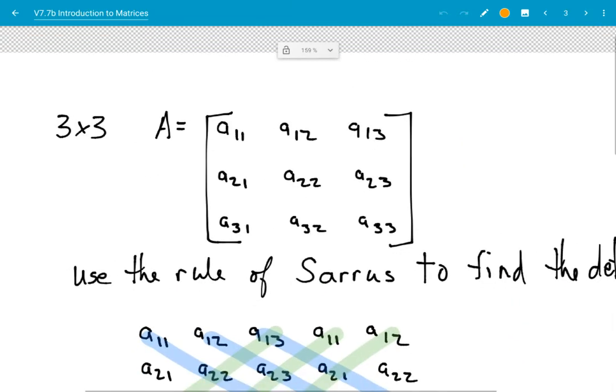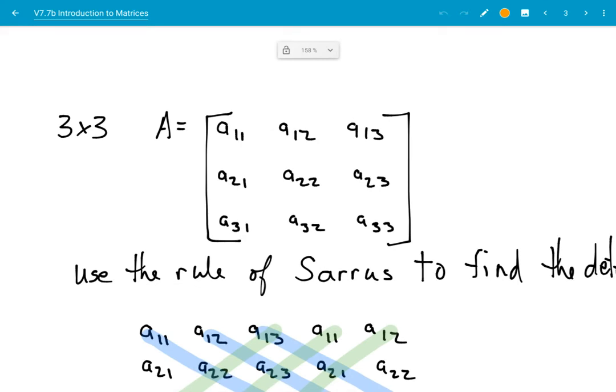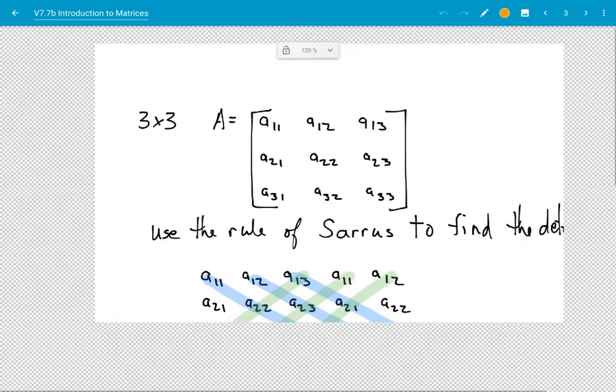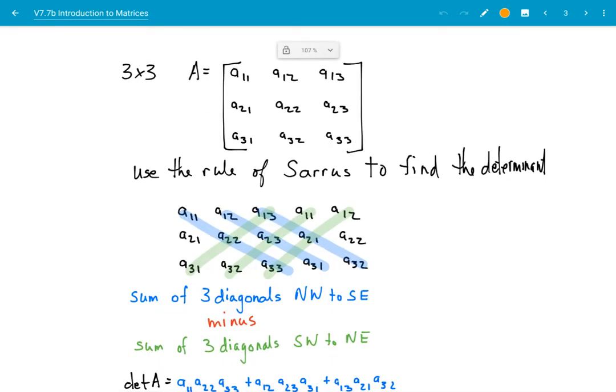3 by 3 matrix, there we go. Again, the row number in the subscript comes first, and then the column number. And then we have something called the rule of Sarrus, and this was actually relatively new for me. I learned this a few years ago. I didn't learn this when I was a student. I learned this when I was a teacher.